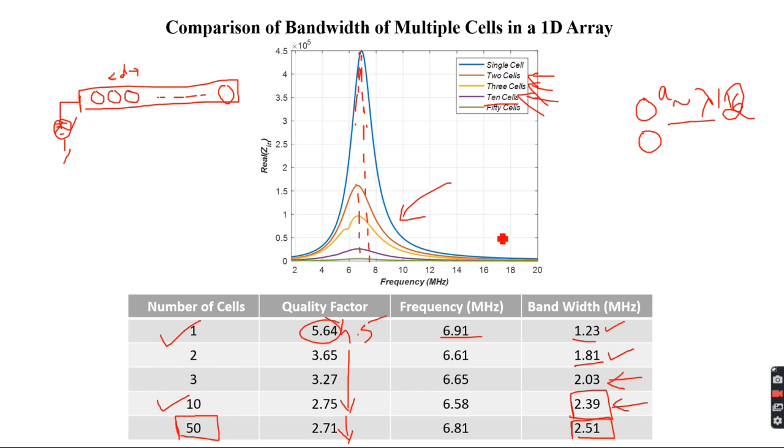But the important part of this video was to share with you the comparison of the bandwidth of multiple cells in a 1D array, and how they are affected by the mutual crosstalk phenomena.